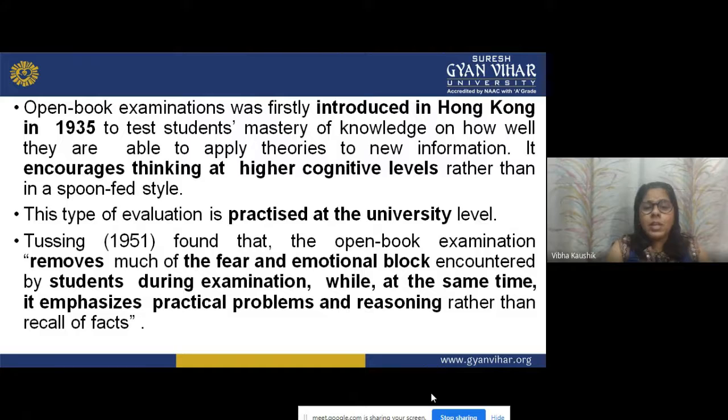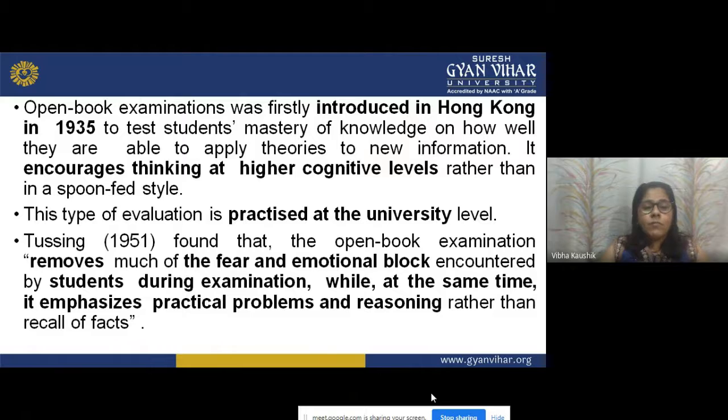It encourages thinking at a higher cognitive level. It encourages the thinking level of the students at higher cognitive levels rather than in a spoon-feed style, where the focus is only on the teacher and the teacher is at the center. This type of evaluation is practiced at the university level. Means which type of practice? Open book examination was practiced at the university level, not at the school level.